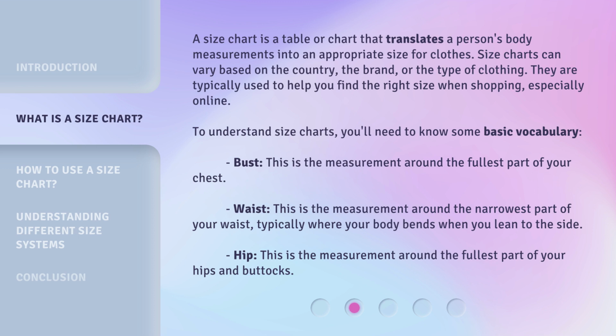Bust. This is the measurement around the fullest part of your chest. Waist. This is the measurement around the narrowest part of your waist, typically where your body bends when you lean to the side. Hip. This is the measurement around the fullest part of your hips and buttocks.